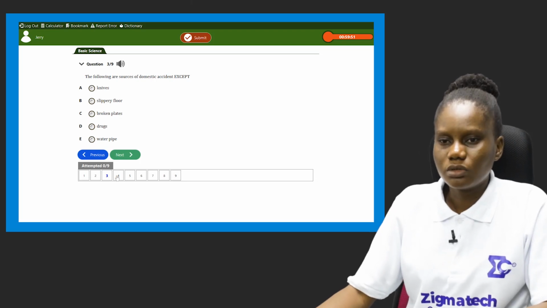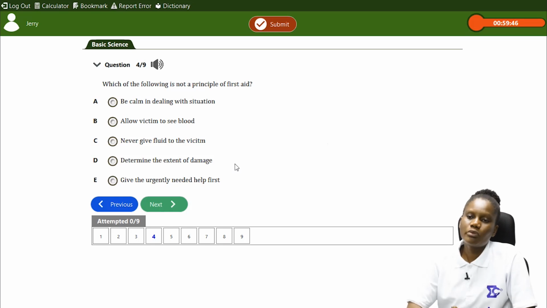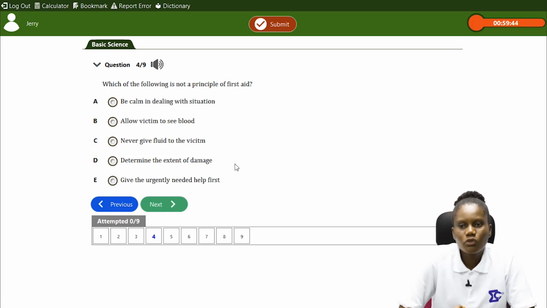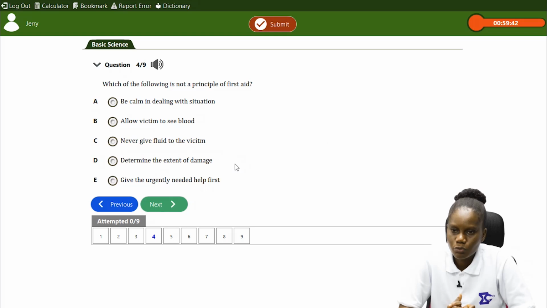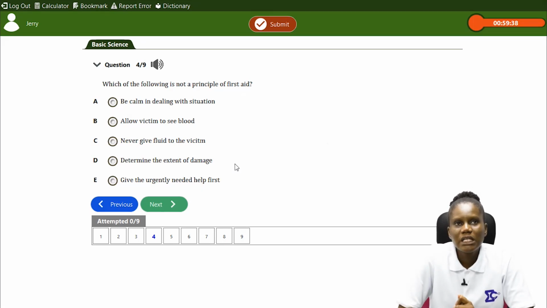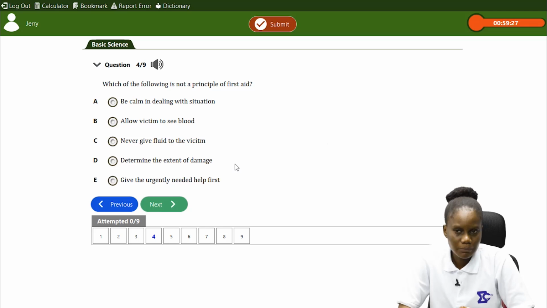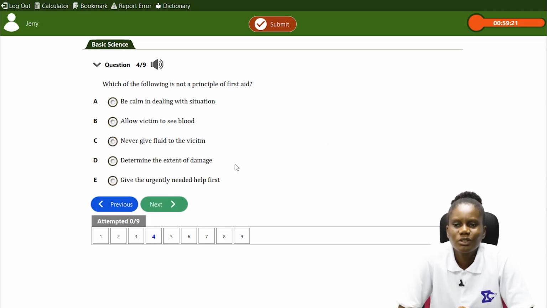So I have a question here. It says, which of the following is not a principle of first aid? A, be calm in dealing with situation. B, allow victim to see blood. Is it a principle? C, never give fluid to the victim. D, determine the extent of damage. E, give the urgently needed help first. So which of these is not a principle of first aid?